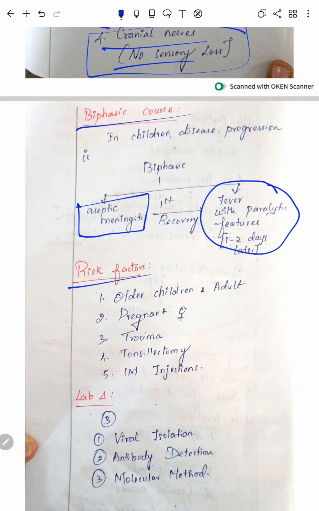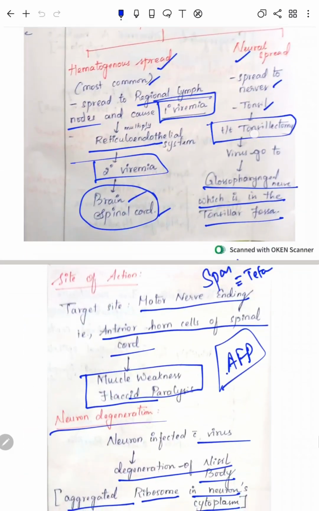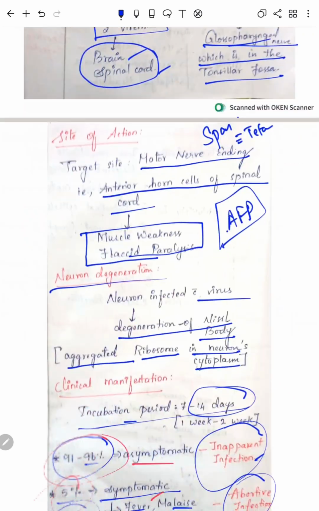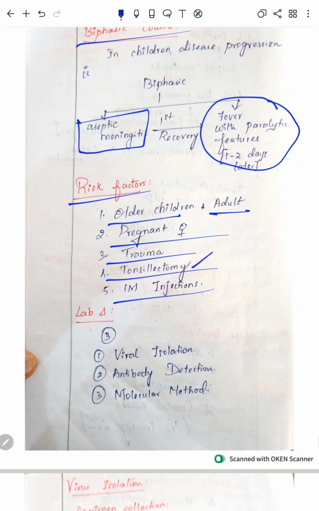Okay, those more prone to polio virus are older children, adults, and pregnant women. Trauma, tonsillectomy, and IM injections. Why tonsillectomy? I have mentioned over here: neural spread. Once the surgeon has resected the tonsil, the virus easily goes into the glossopharyngeal nerve. That's why people who have had tonsillectomy are more prone to the virus, and IM injections.